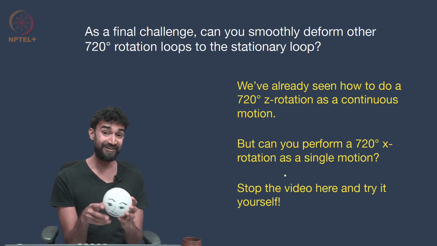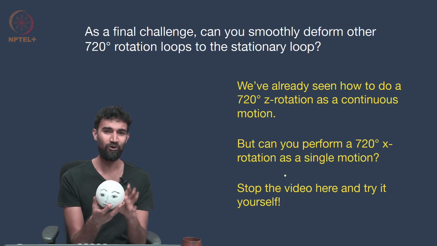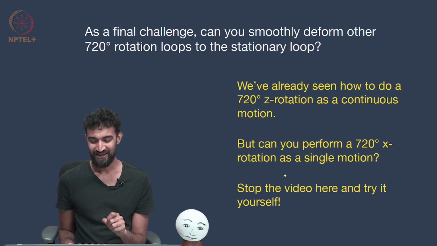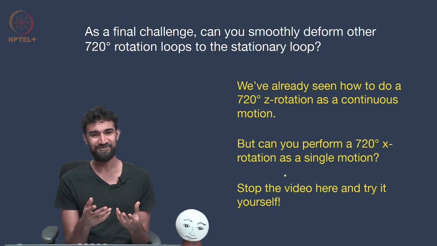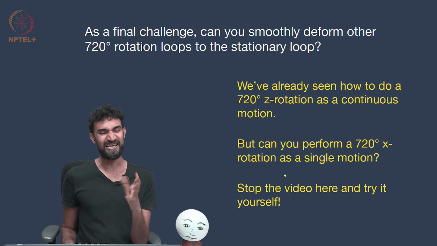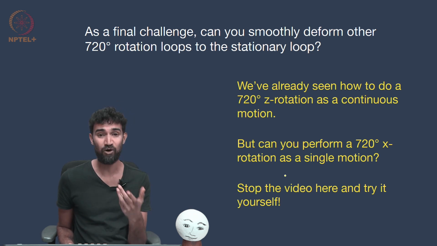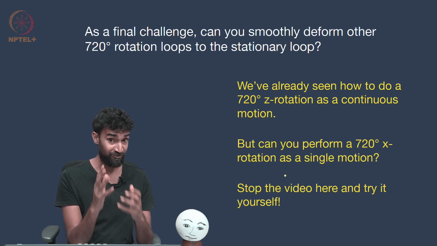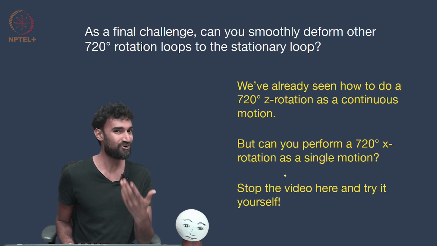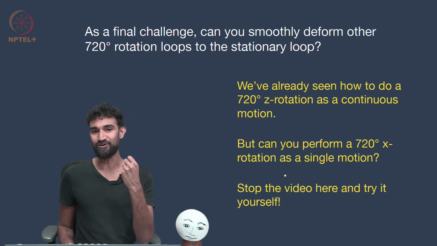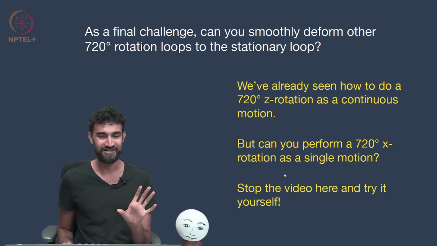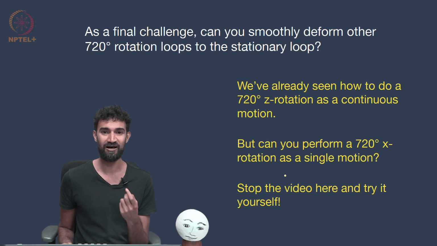But for that, it'll be very helpful if you can perform a 720-degree x rotation as a continuous movement. So that's a fun game to play to see if you can do that. And if you'd like to try it yourself, stop the video now. But that's the last thing that we'll see in this video, is a way to perform a 720-degree x rotation as a continuous motion, which you could then use to enact the gradual deformation to the stationary loop. So stop the video now if you want to try it yourself. Otherwise, let's see Sharan's solution to this.